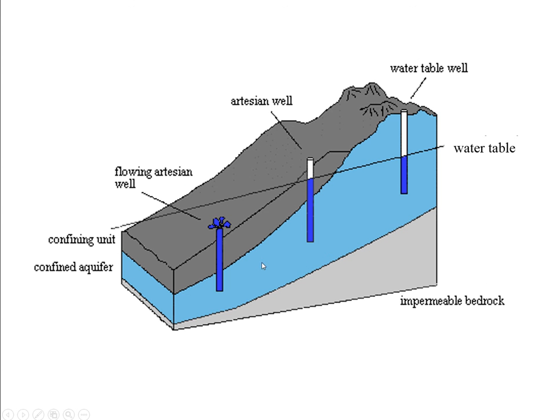So here's some examples. This is a confining layer. This is a water table well because it doesn't have a confining layer below it. This one is an artesian well because it drills down into the confined part. This is under the confined part. But notice this is the water table. Since the water table is below the surface, this well doesn't flow. You have to pump it. But this well is a bit of a gusher.